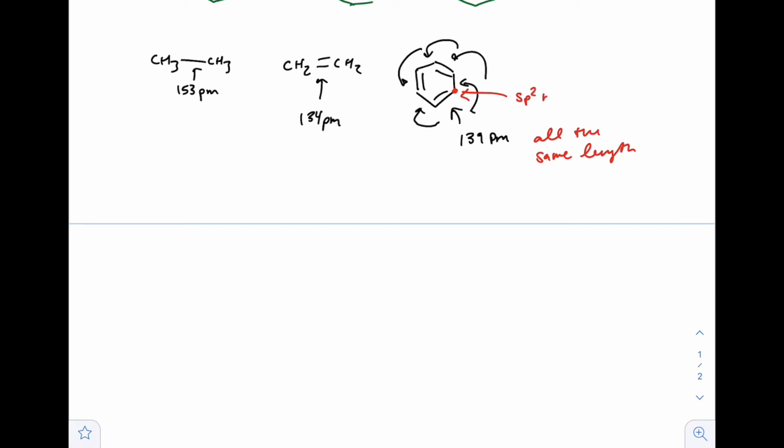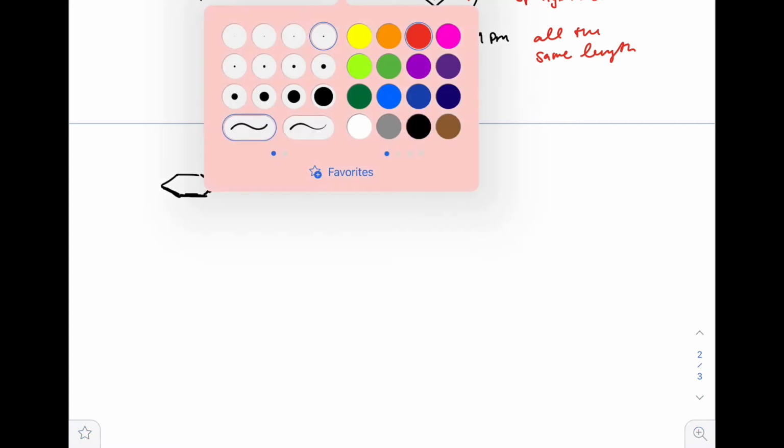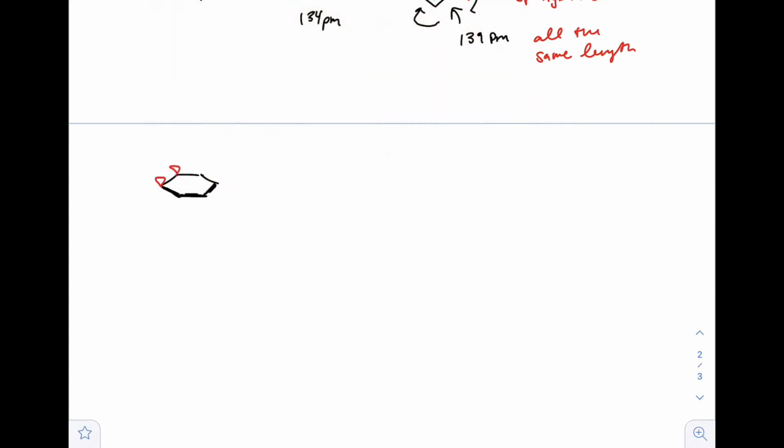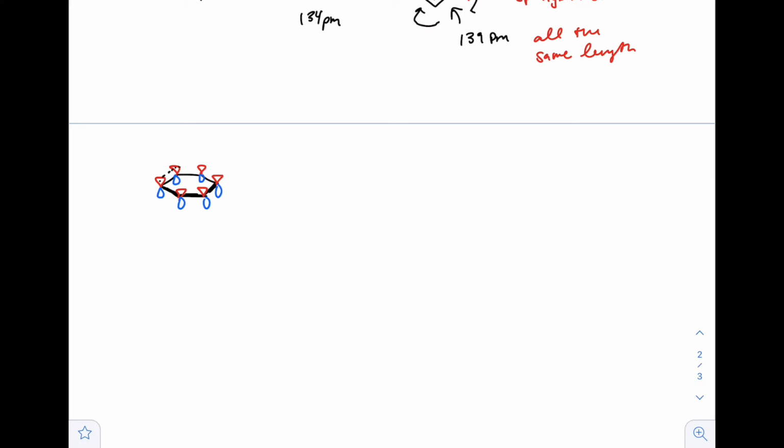They're all the same length, 139, which is closer to the pi bond than it is to the single bond. We also know that this benzene ring is sp2. Every single carbon in it is sp2 hybridized. So what does that really look like? More or less alluding to its stability. I'm trying to draw a benzene ring slightly angled for you. We have the top part of that p orbital, and I'll draw the bottom part blue. And we know that these p orbitals overlap, and that's what creates a pi bond.